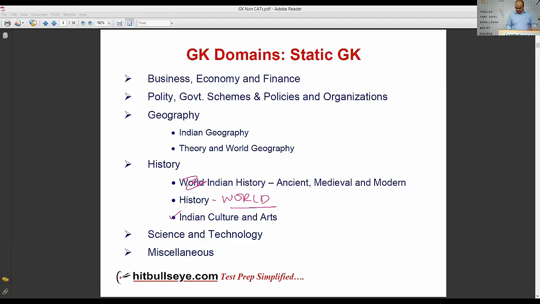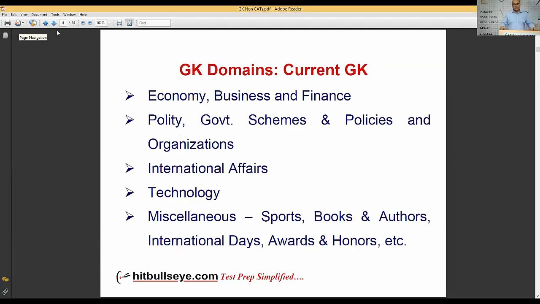So let's move on to the next. Okay, now in the next slide, I'll go through various areas from which current GK questions are generally asked in these MBA exams.